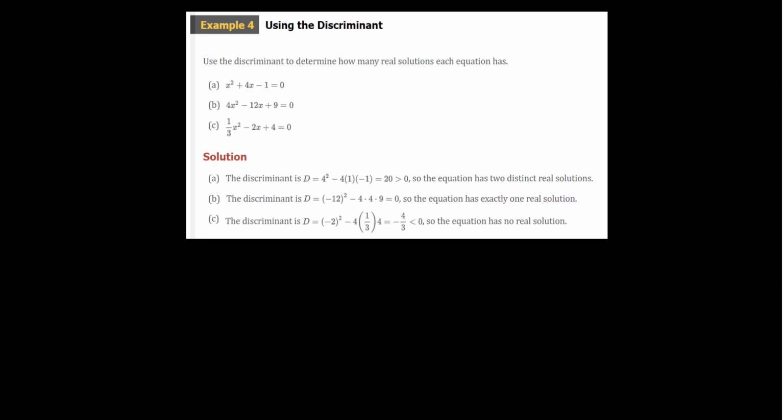For b here, if we substitute in, we've got b squared, so negative 12 squared is 144, minus 4 times a times c. 144 minus 144 is 0, so we're going to have one real solution. And following in line here, we take b squared minus 4ac and end up with a negative number, and that negative number tells us that we have no real solution.